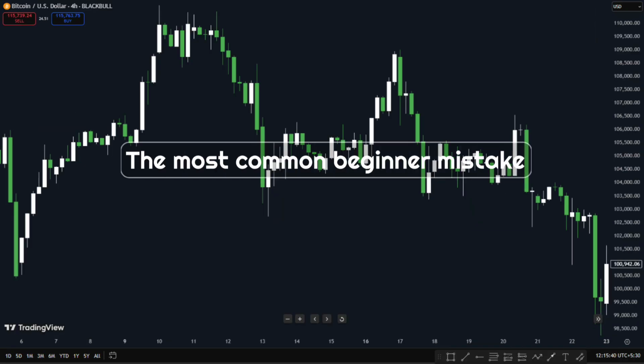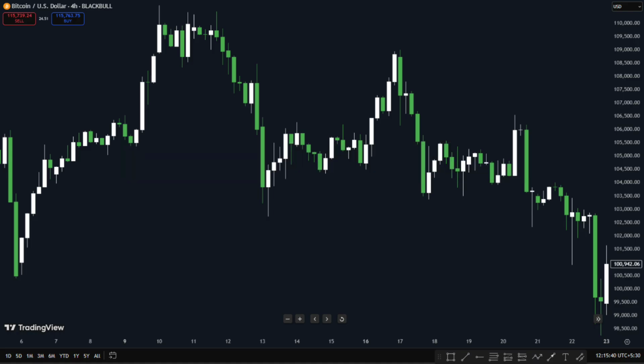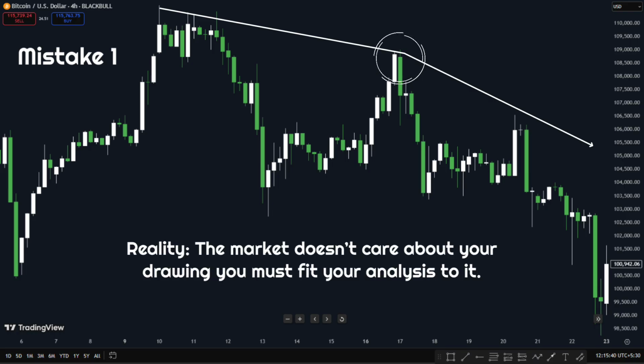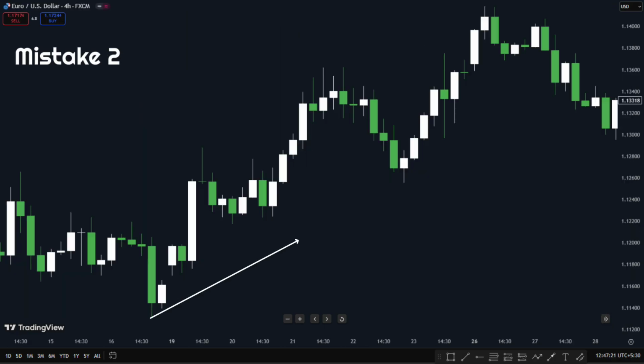The most common beginner mistakes. Mistake 1: the forced line. They try to make the market fit their idea, bending lines to match their bias. Reality: the market doesn't care about your drawing. You must fit your analysis to it. Mistake 2: using just 2 points forever. 2 points start a trend line. Multiple touches confirm it. Without confirmation, you're trading blind.